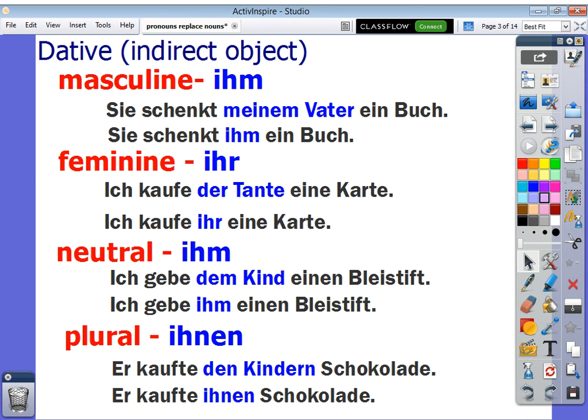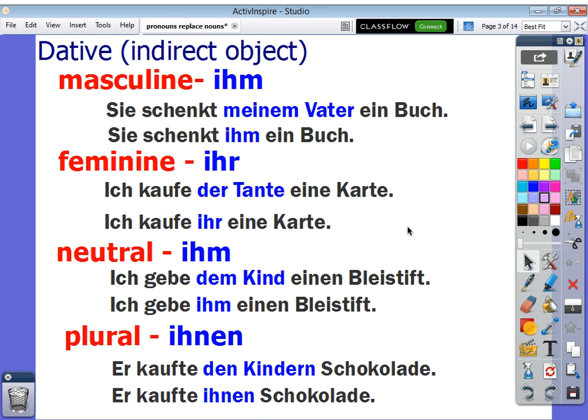Then, of course, we learned this year the dative case in German too. So those are used with indirect objects. So if it's masculine, meinem Vater would be replaced by ihm. Feminine, it would be ihr. Der Tante would be replaced by ihr. Notice the R. Neutral would be ihm as well, just like we have in our definite article chart, dem, der, dem. So dem Kind is replaced by ihm. Notice the M's. And then plural would be ihnen. So den Kindern is replaced by ihnen.